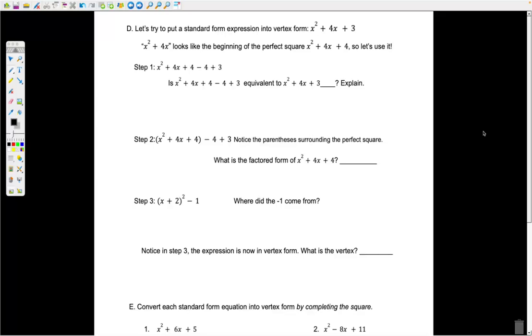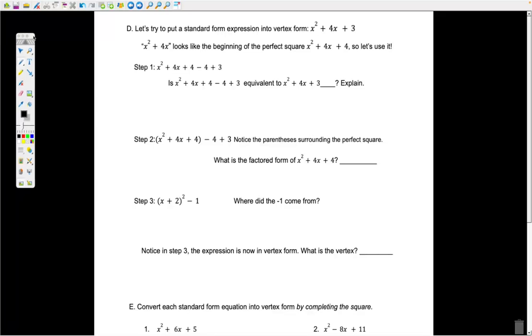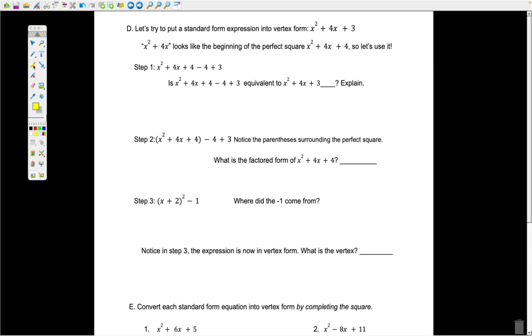Right here. We already know, because you've done this before and took a quiz on it, that you can take standard form and convert it into vertex form. But the method I'm going to show you now is doing it with completing the square. First, you have to look at this, which almost looks like a perfect square trinomial.